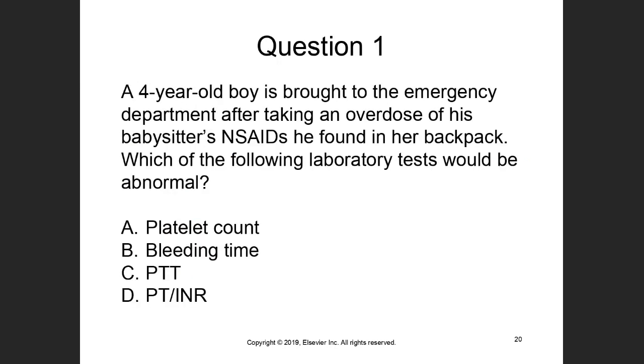And we have question number 1. A 4-year-old boy is brought to the emergency department after taking an overdose of his baby sister's NSAID. He found it in his backpack. Which of the following laboratory tests will be abnormal?